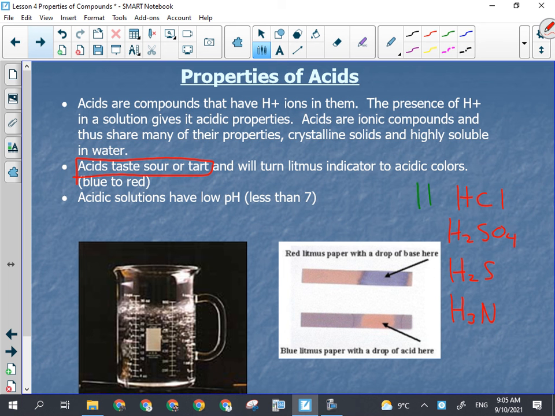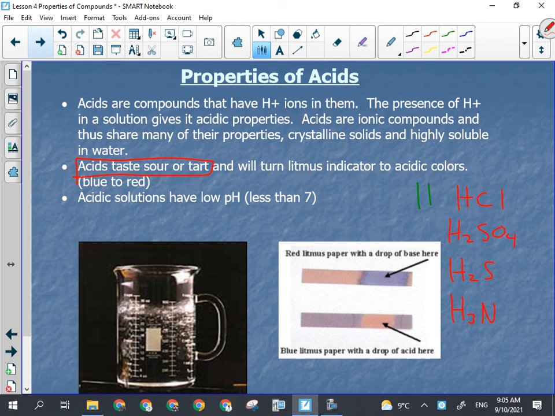So if I've got one unknown compound and it's an ionic compound that starts with hydrogen, it's probably going to be what? Acidic. Yeah, it's going to have a low pH. It's going to turn the litmus paper red. That's another thing to look for. You're only going to have one compound that's going to do that. All right, questions on that?